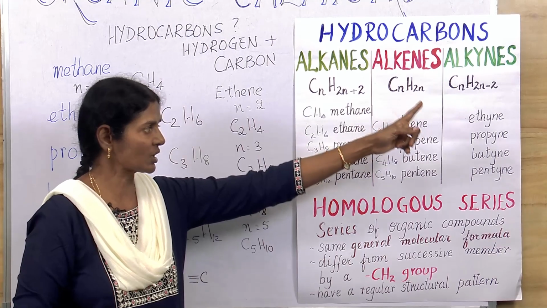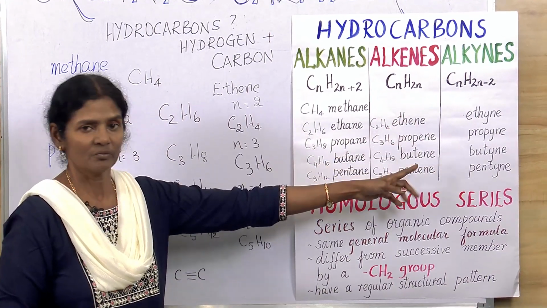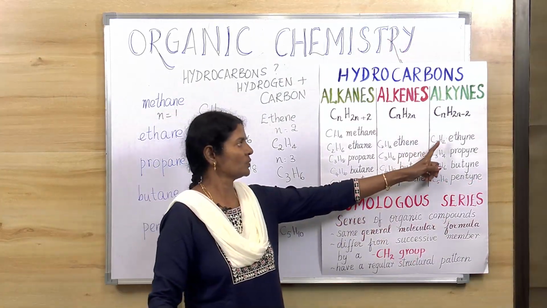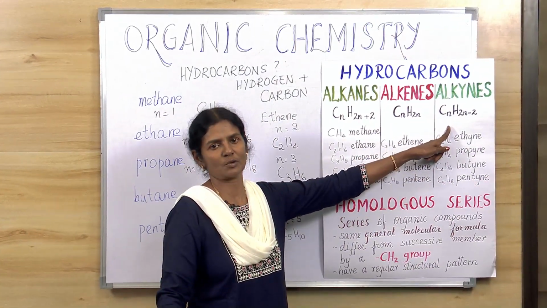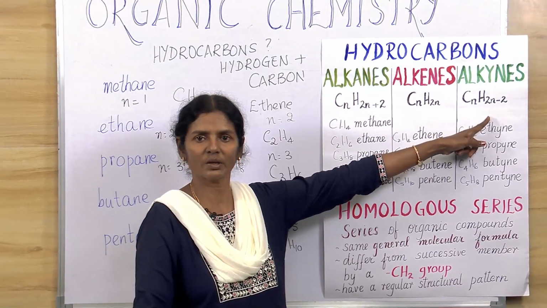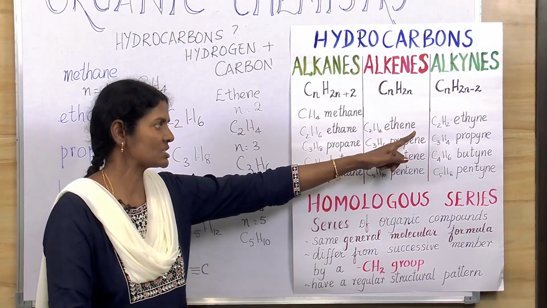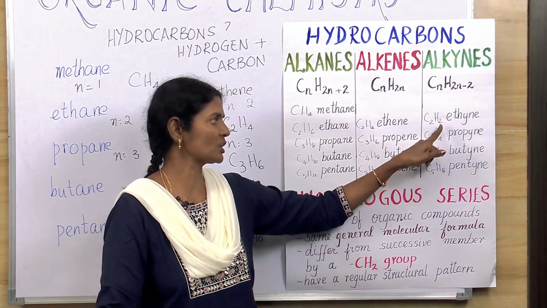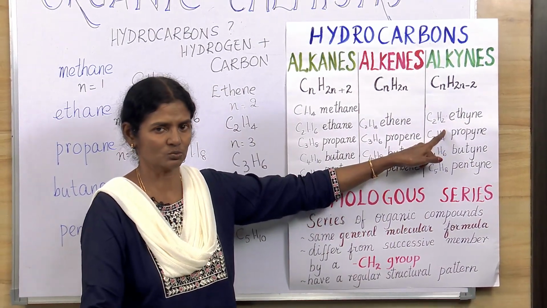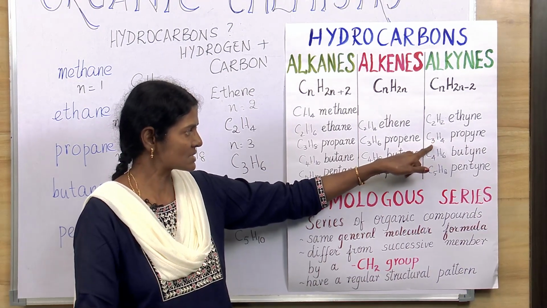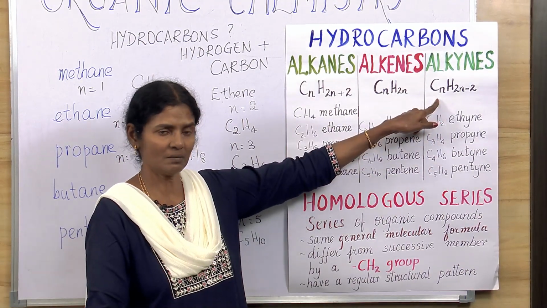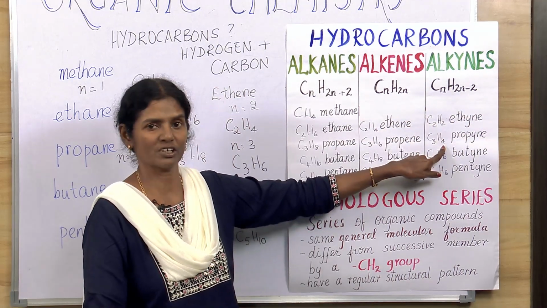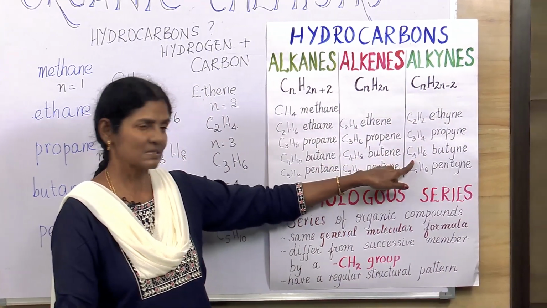Now let's work out this accordingly. Let us see how we get the molecular formula. When we work out according to this formula, CnH2n-2, if n is equal to 2, 2 into 2 is 4, minus 2 becomes C2H2. This one has C3. So 3, 2 into 3 is 6, minus 2 becomes 4 here. This is propyne. C4.